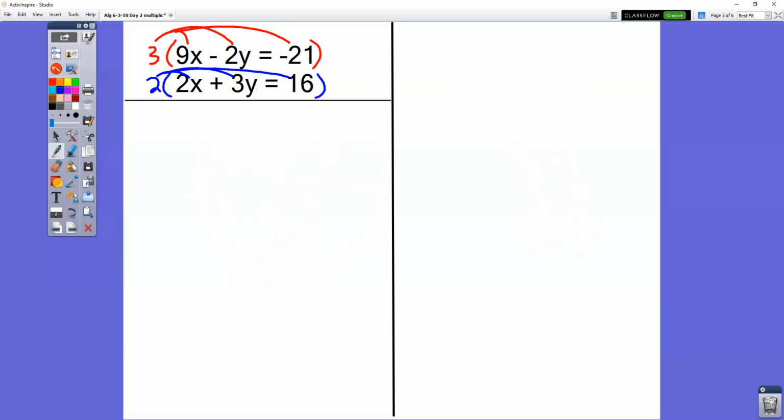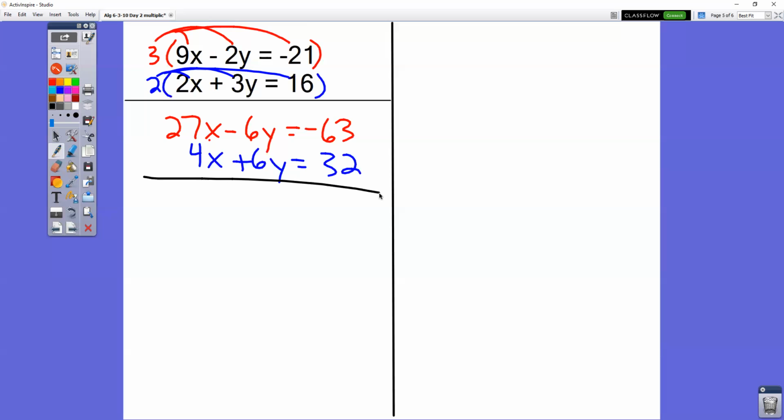Distribute, distribute, distribute. So when I distribute across the top, I would have 27x minus 6y equals negative 63. Make sure you distribute all 3 times. For the bottom one, I would have 4x plus 6y equals 32. So now I'm going to solve this system.